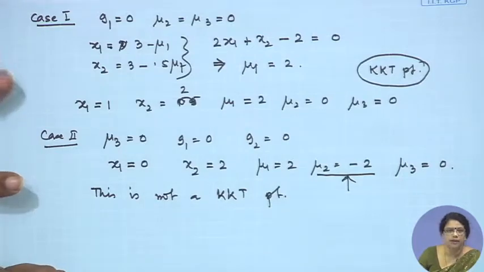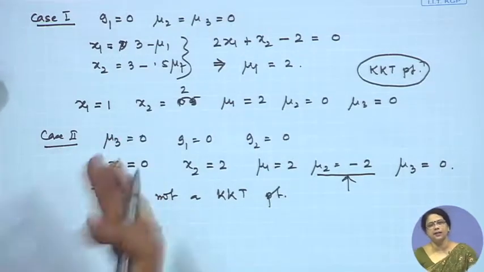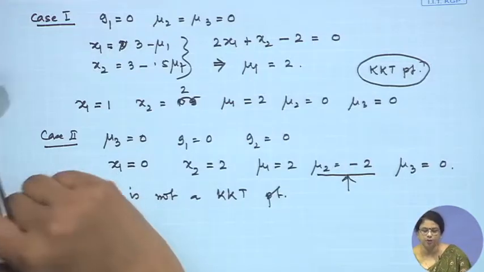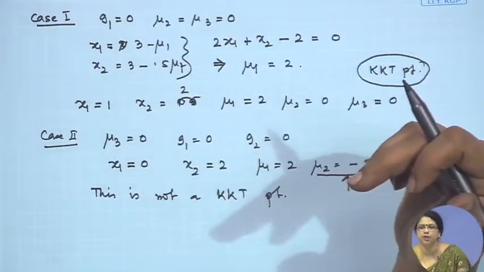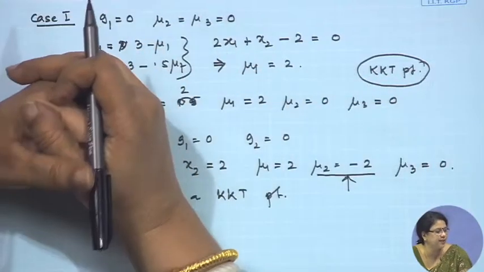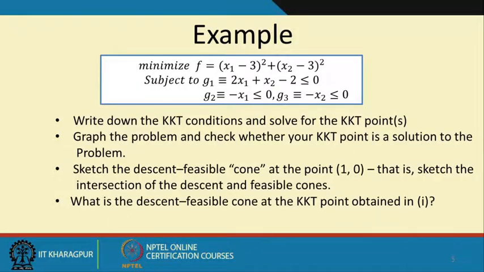Okay. In this way, for all other combinations of mu1 and mu2 and mu3, you have to find out a set of values of the objective function, and we will get after that. The first question was write down the KKT conditions, solve for the KKT points. We already got one KKT point, like that you can get other cases as well, and graph the problem and check whether your KKT point is a solution to the problem or not, and sketch the descent feasible cone.